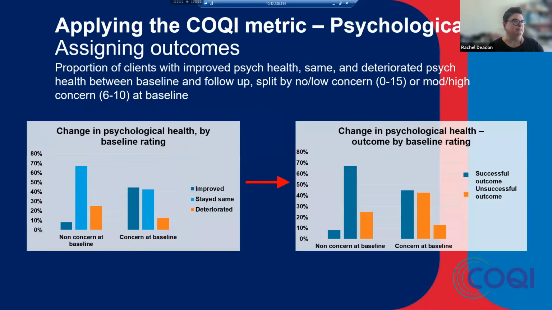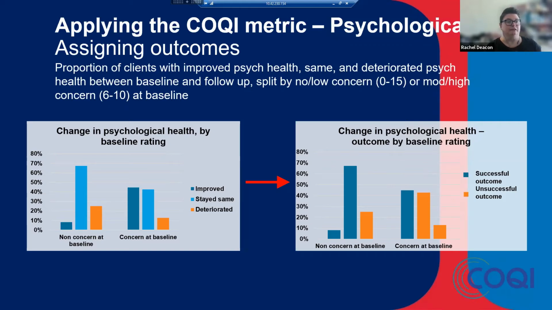Anyway, continuing along, applying those change metric rules now to psychological health. What does that look like? So on the left here is a chart showing the change in psychological health separated by whether clients had no or low concern at baseline, that's a score of 6 to 10, or whether there was concern at baseline. And there's 3 outcome options here. People can either improve, stay the same, or deteriorate.